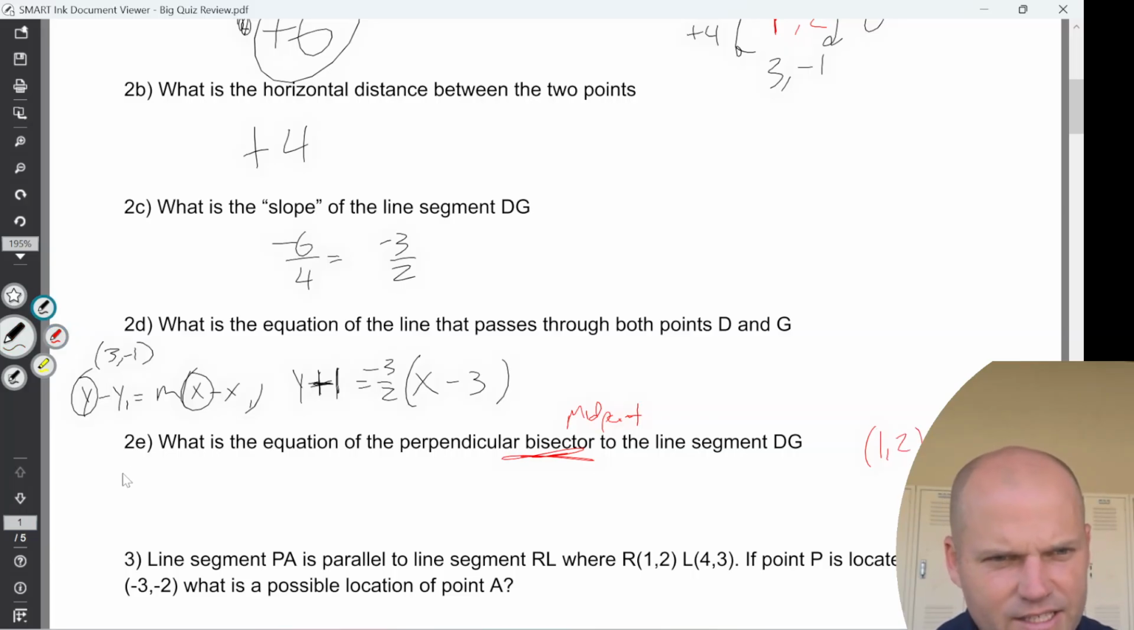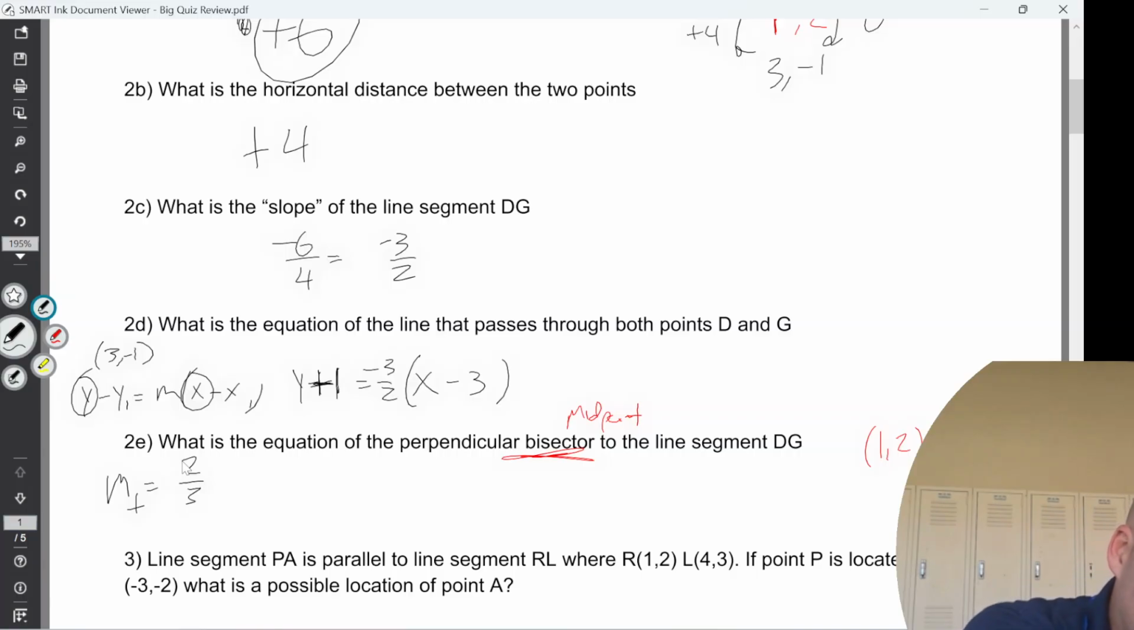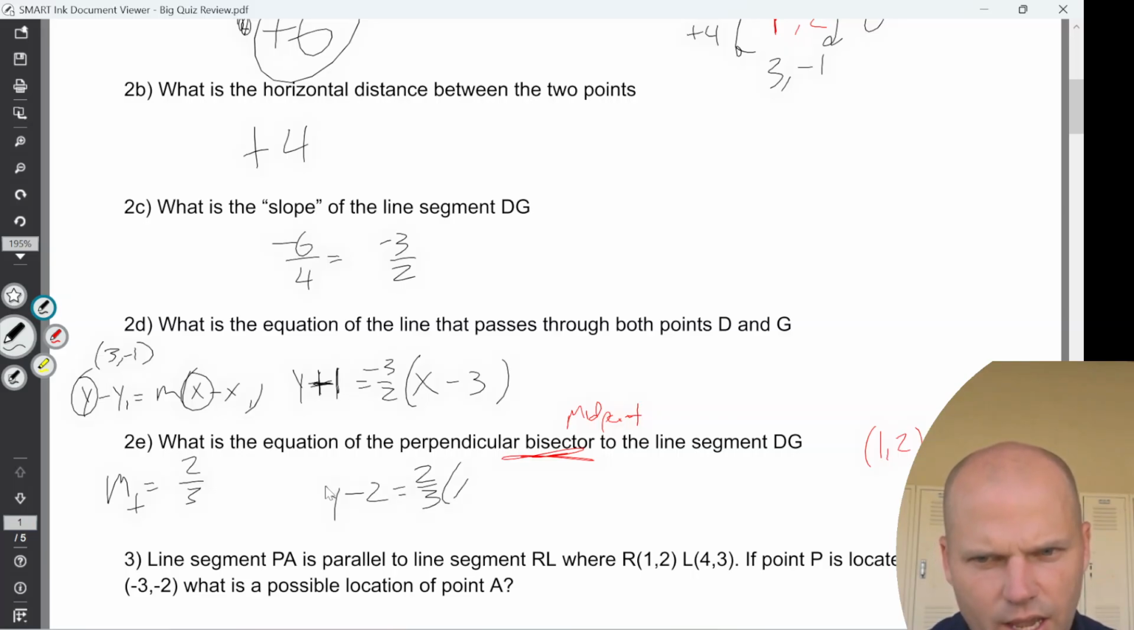Then I'm going to realize that the slope of our perpendicular line must be positive 2 over 3, or positive 4 over 6. Remember, negatives over negatives are positives, so don't change this to a negative over a negative, because it's actually the same as a positive over a positive. And then we have y minus 2 equals 2/3 times x minus 1.